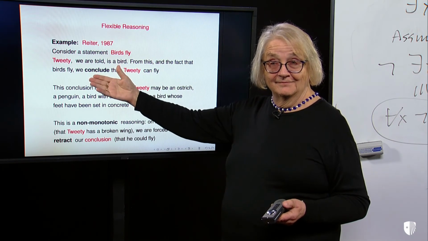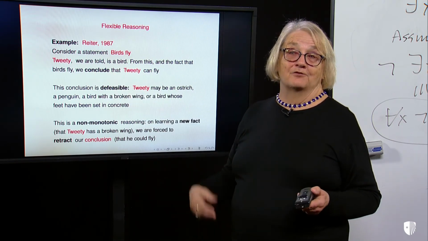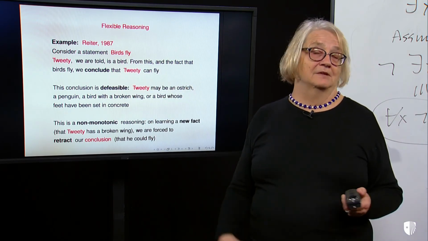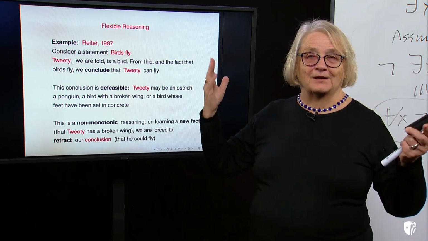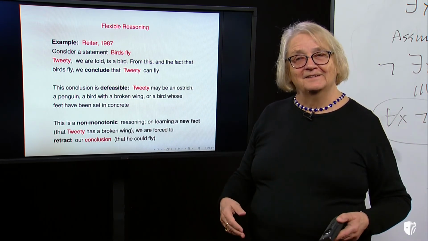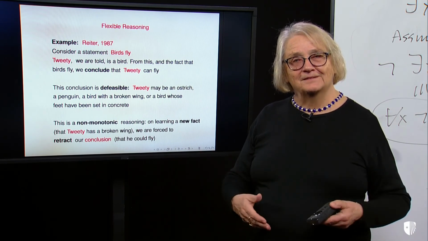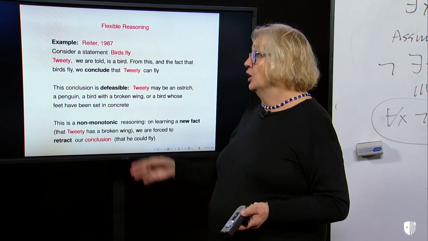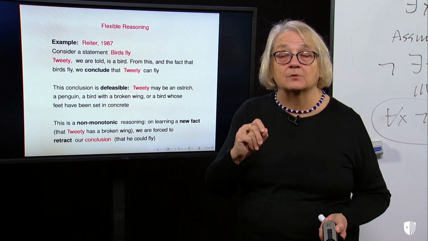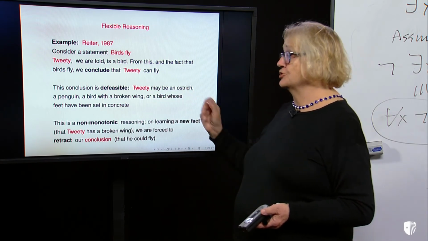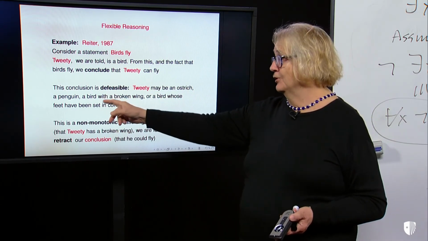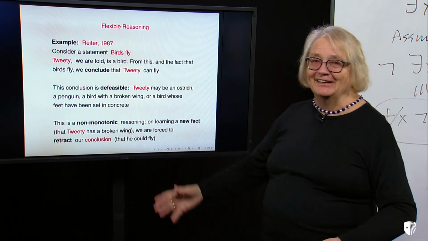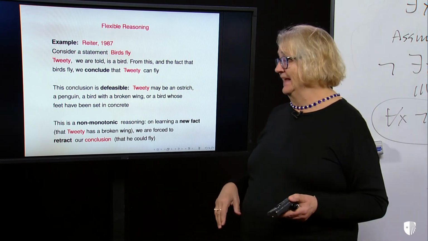Tweety is a bird. From this and the fact that birds can fly, we conclude Tweety can fly. Well, Socrates: all humans are mortal, I am human, so I am mortal, right? But here this conclusion is defeasible. Tweety might be an ostrich, a penguin, a bird with a broken wing, or a bird whose feet have been set in concrete. They have hundreds of very funny examples.